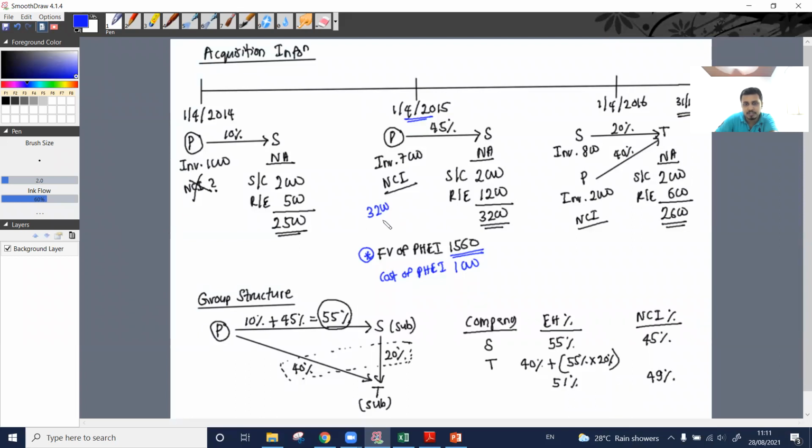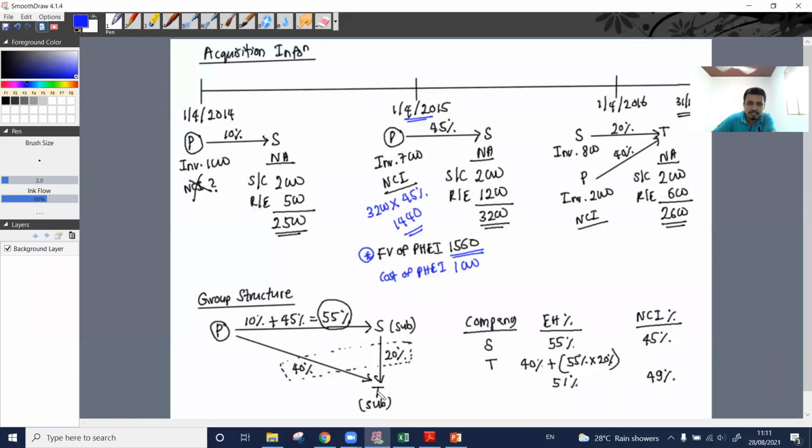There were net assets worth 3,200 when S became a subsidiary for us. What is the NCI percentage? That is 45%. So 3,200 into 45%, the amount should be 1,440. NCI value.